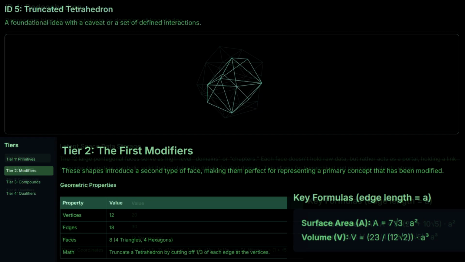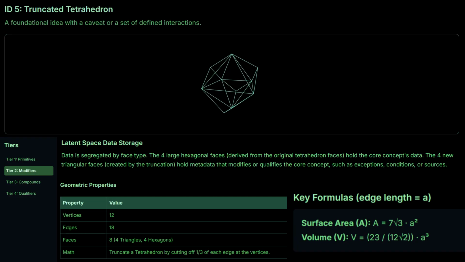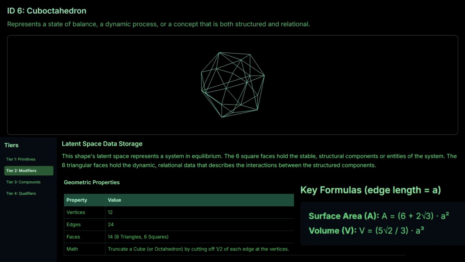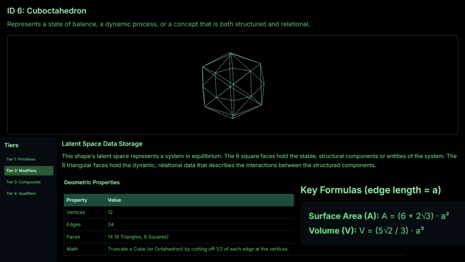The next tier is the first modifiers. These represent concepts that have been modified. ID 5 represents the truncated tetrahedron that can indicate defined interactions. ID 6 represents the cuboctahedron, which can mean a state of balance, a dynamic process, or structured and relational concepts.